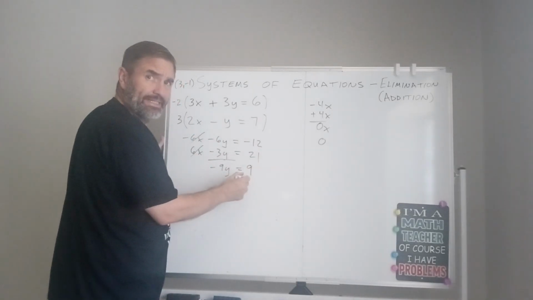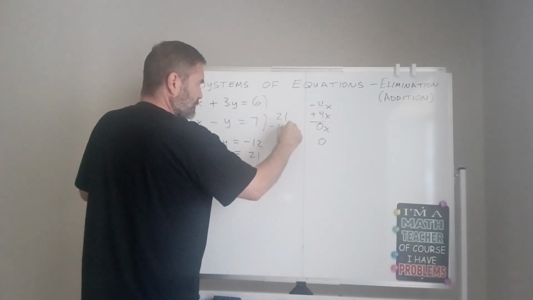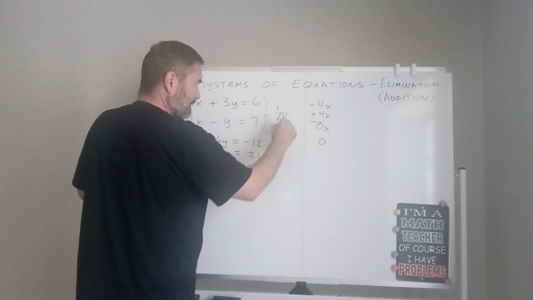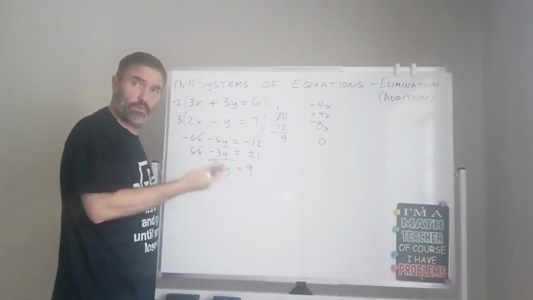21 minus 12 is 9. If you need to do the math out to the side here, go right ahead. Plus 21, that's minus 12, so you're subtracting, borrow. 11 minus 2 is 9. 1 minus 1 is 0. There's your 9. If you have to do that, please do so.